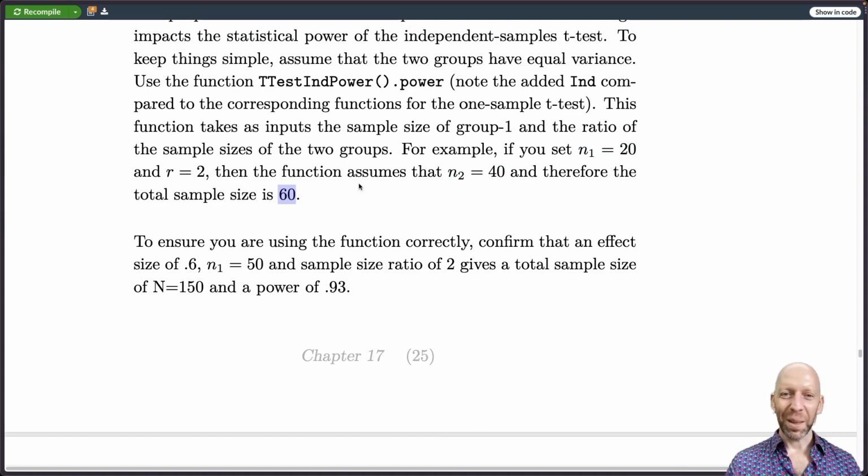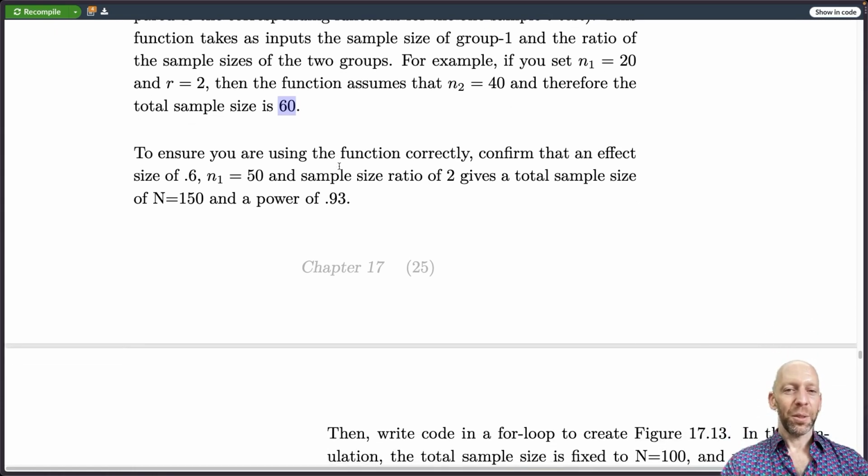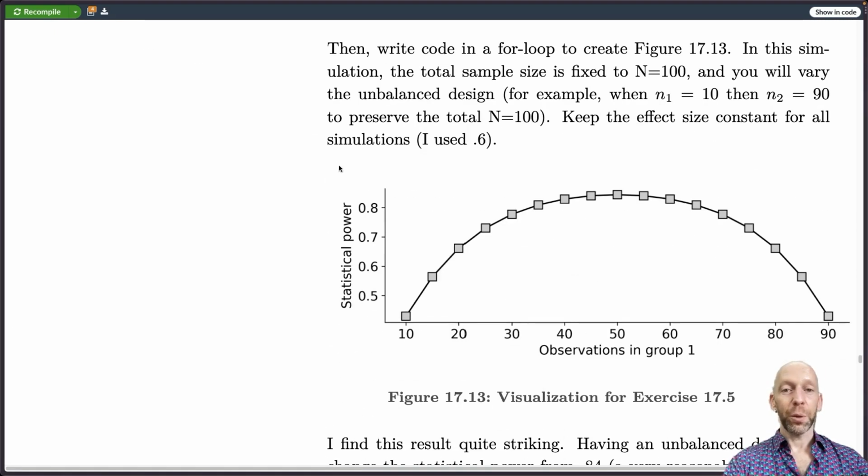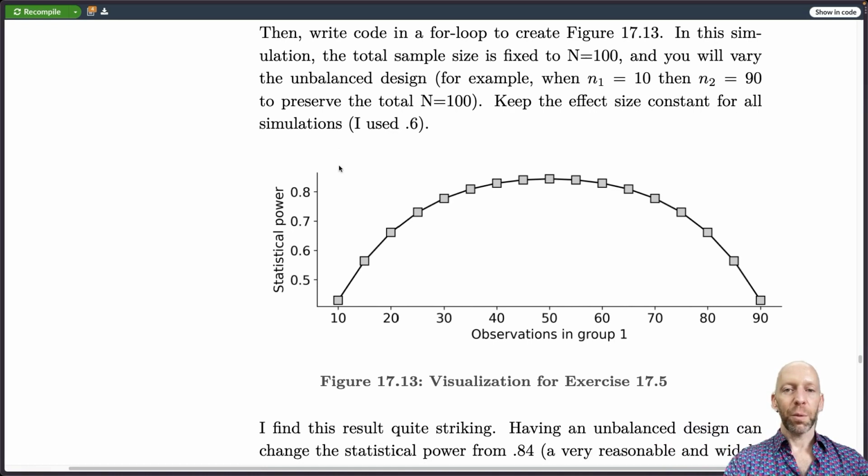I realize that's a little bit confusing. It's not my choice. That's just how it is. I hope it's understandable with that explanation. I repeat the explanation in the code. So what you're going to do in this exercise is write a for loop that will create a plot that looks like this.